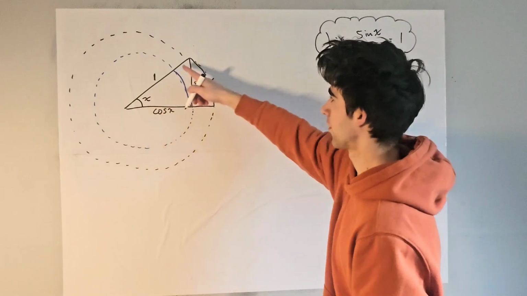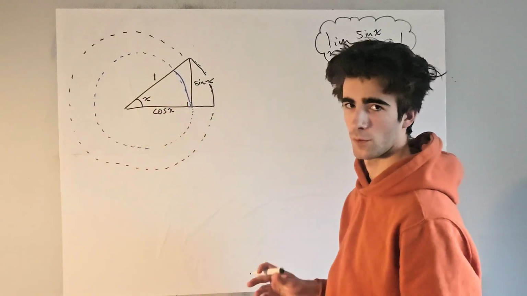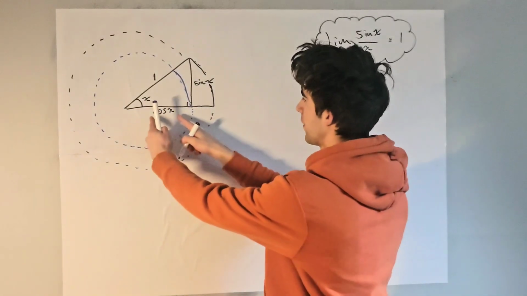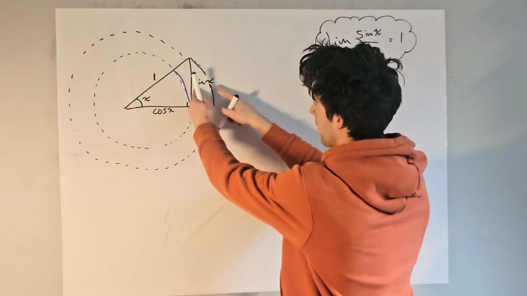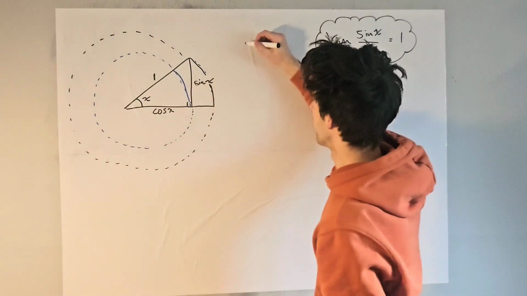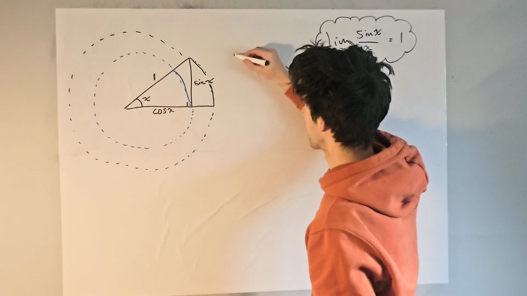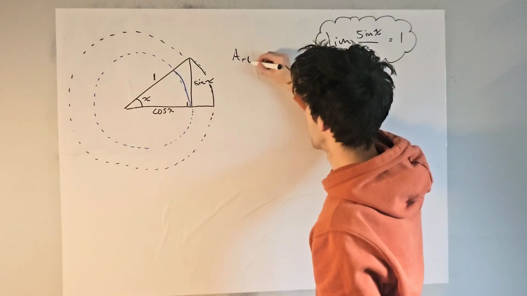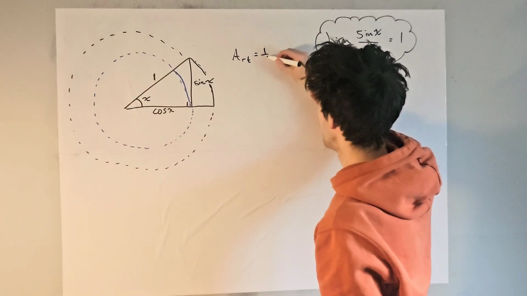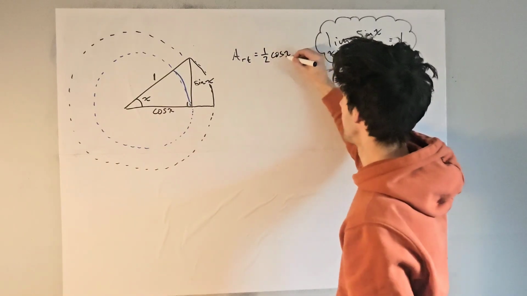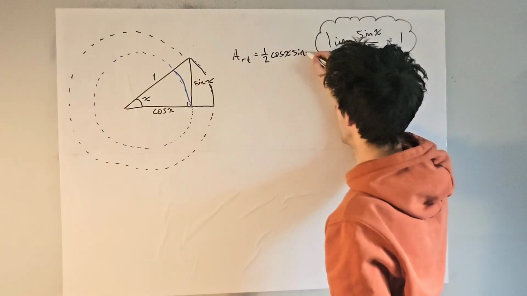So the triangle here is not too bad. We're going to use 1/2 base times height. Our base is cosine of x. Our height is sine x. So the area of our right triangle, I'm going to call this A of our right triangle, is equal to 1/2 cosine of x sine of x.